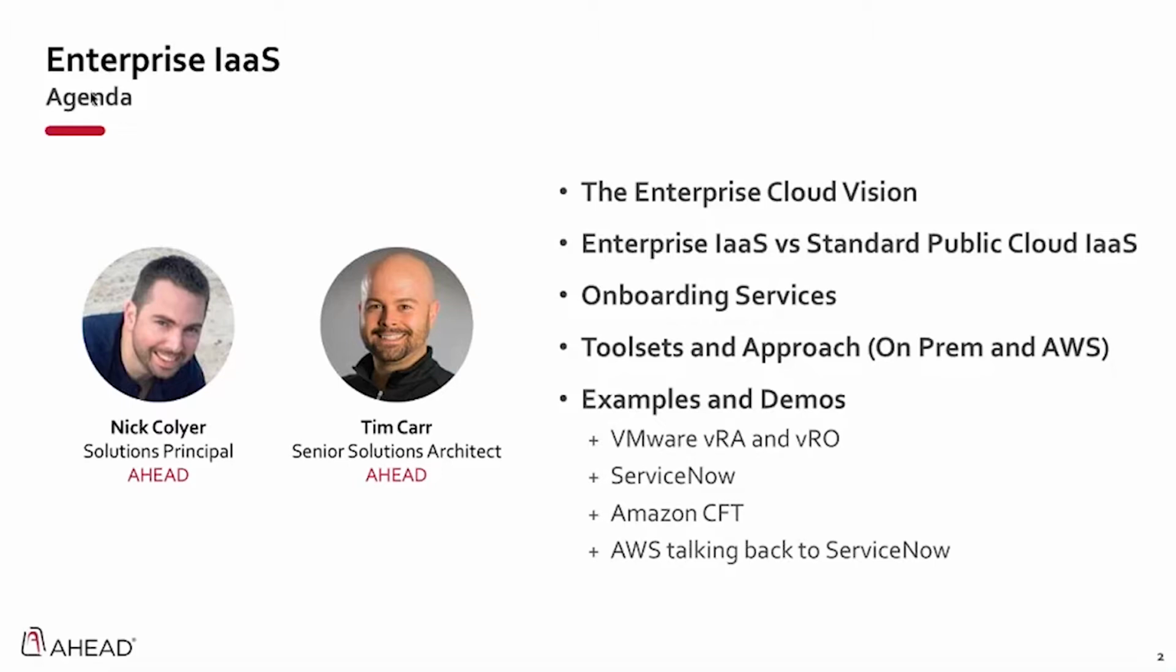Then in more detail, it's one thing for us to just throw a bunch of slides at you, but we want to show you the tool sets and the approach, how we actually stitch these things together using a number of tool sets. We're going to go through some examples using VMware vRA and vRO, the VMware Cloud Management Platform and Orchestrator. ServiceNow, we'll show you how we built a catalog there. Tim is then going to hit on Amazon CloudFormation templates and how we leverage those to provision Amazon services.